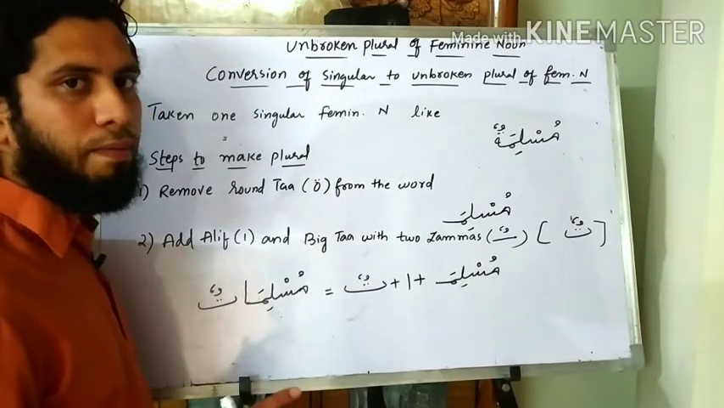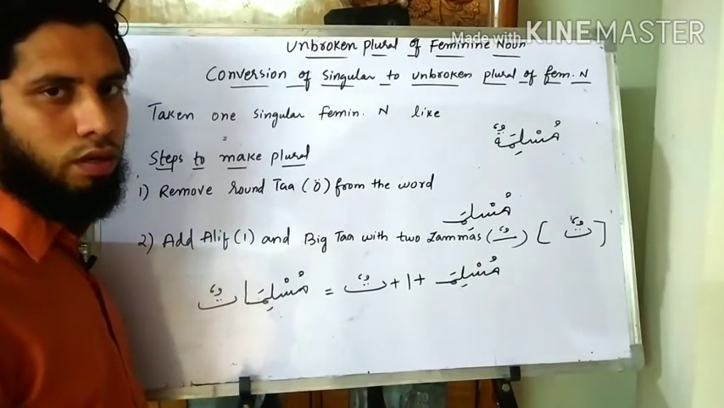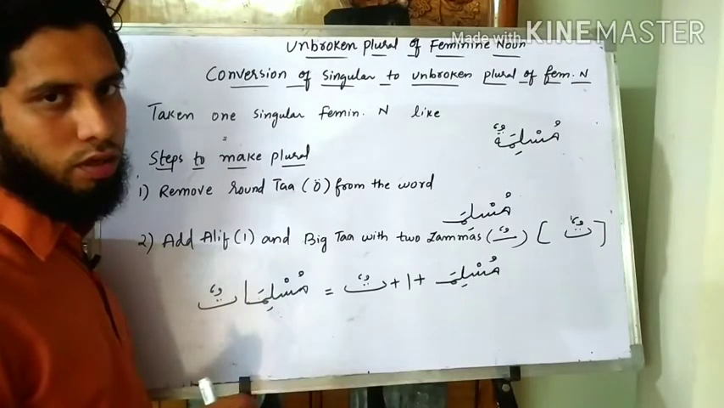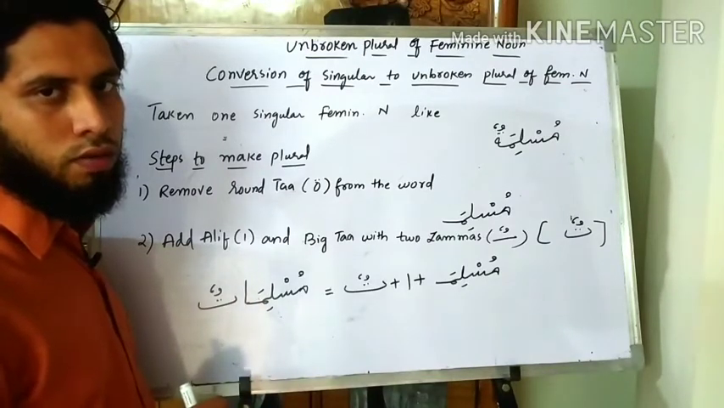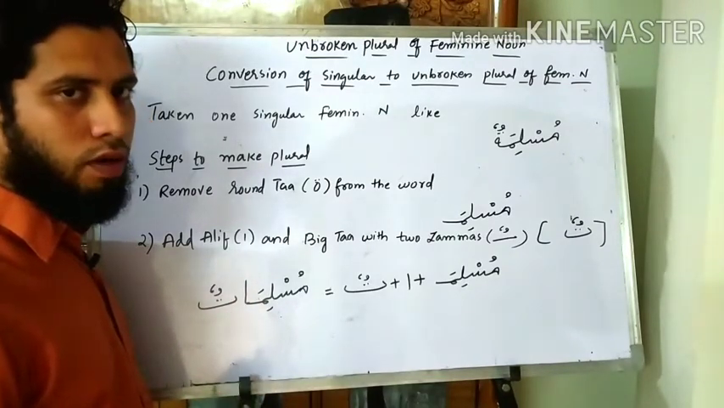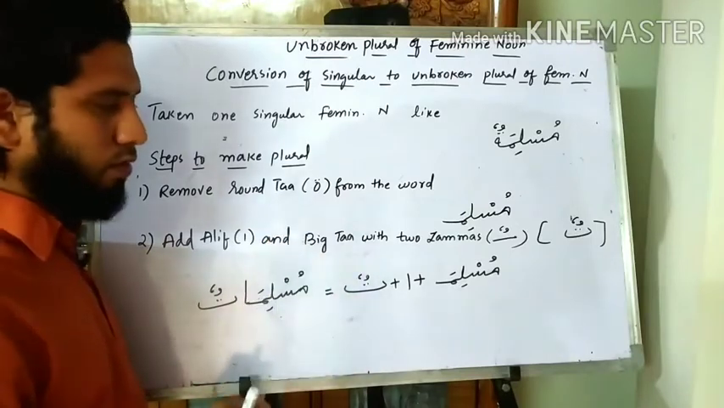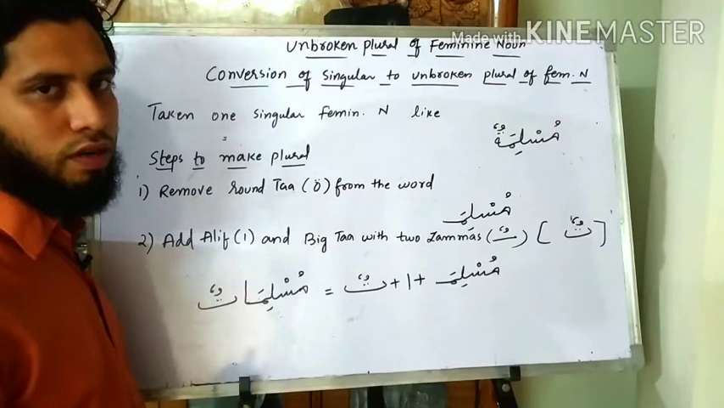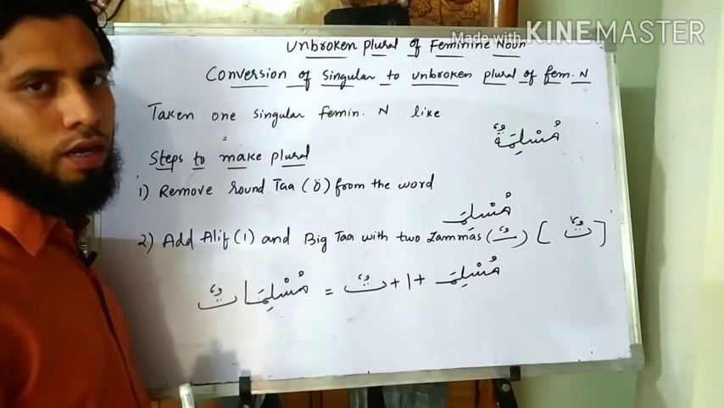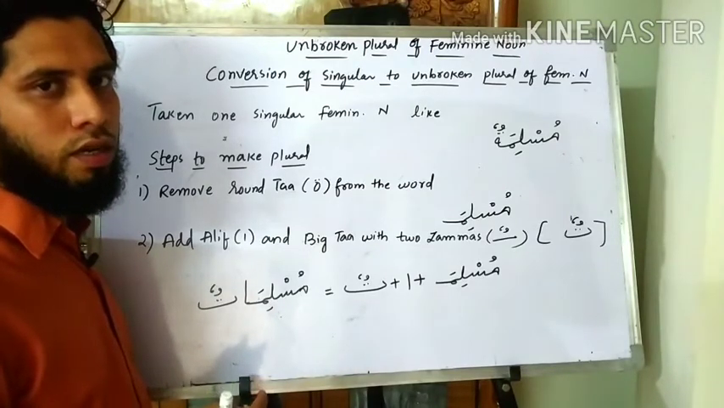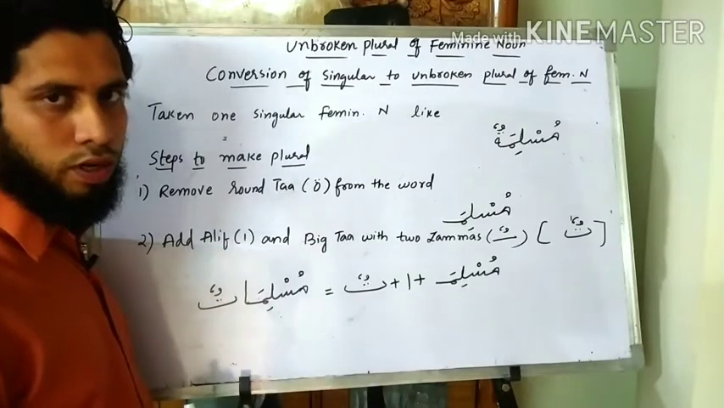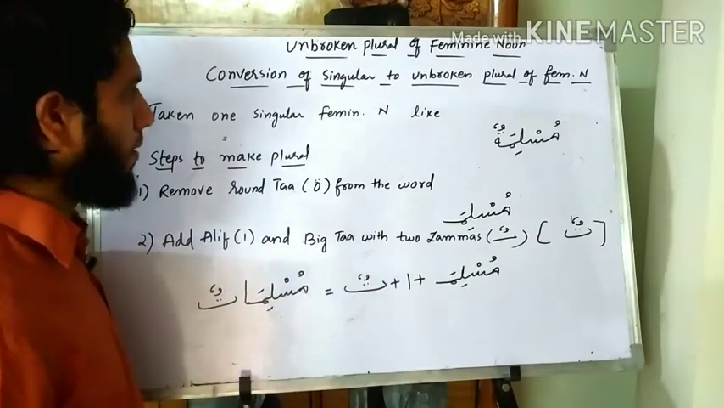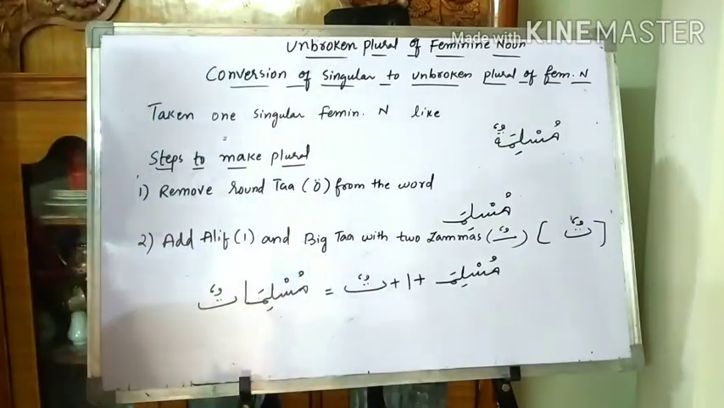Muslimatun to Muslimatun. Tabibatun, one female doctor. So how can you make plural? By following these steps. Tabibatun. Mudarrisatun, a female teacher. The plural is mudarrisatun. We will see the examples here. I hope it is clear to you.